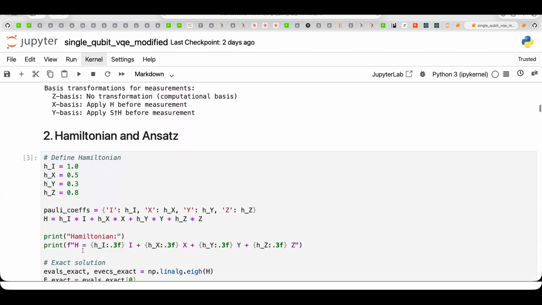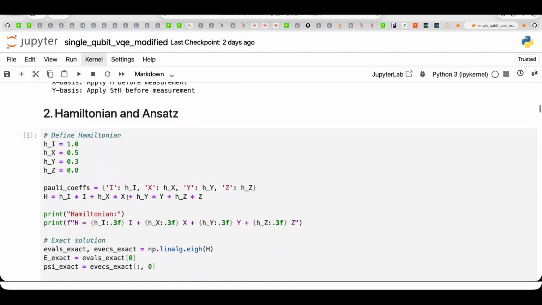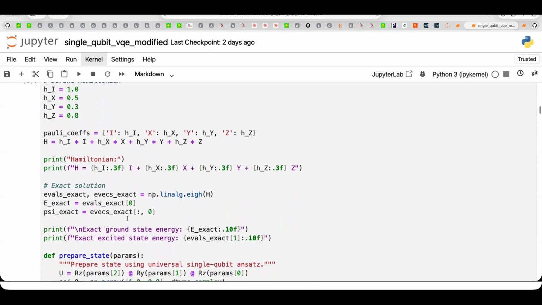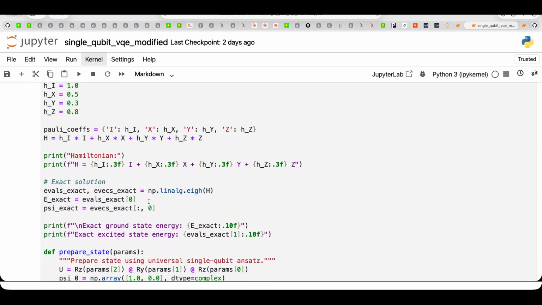And then there is a plain Hamiltonian, which I'm setting up here. In the project, we have put the Pauli Y part equal to 0. Here I'm just putting other parameters, and then we just print the Hamiltonian. It's pretty useful to calculate the exact energies because that's the energy we want to compare with.